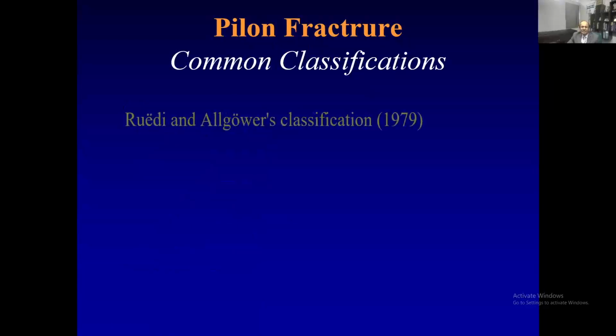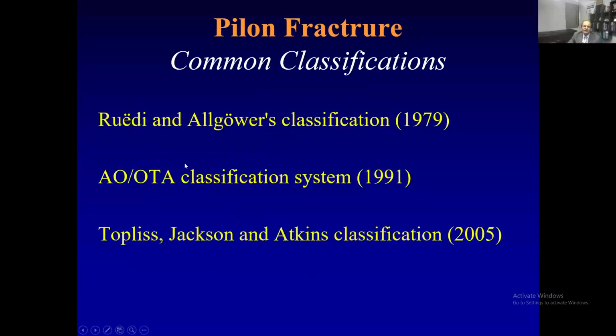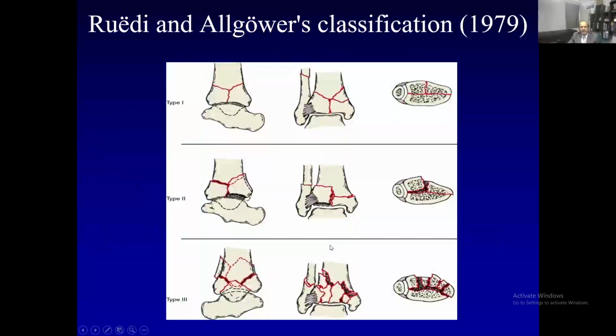Classification systems. A variety of classification systems have been described, but the most commonly used in clinical practice is the Rüedi and Allgöwer, which is a fairly simple classification system. Then there is the AO and OTA classification system, and lately a CT-based classification system has been described by Topliss and his colleagues. Here is the Rüedi and Allgöwer classification.